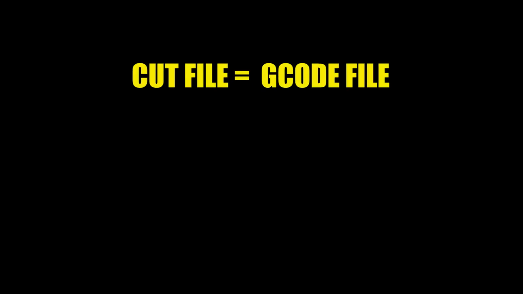Today we're going to take a closer look at cut files and project files. Let's get started. A cut file is a G-code file. A G-code file is a text-based file that has instructions for the machine telling it what to do.